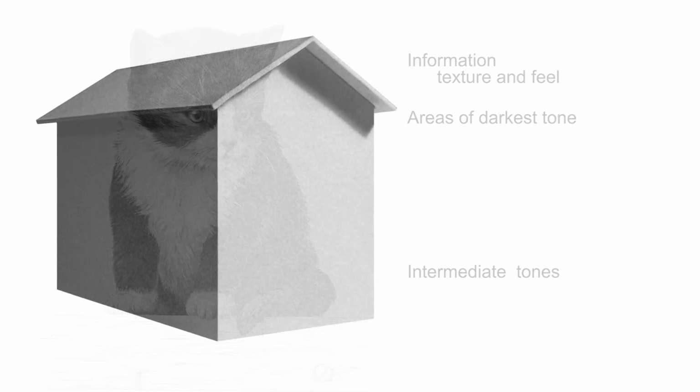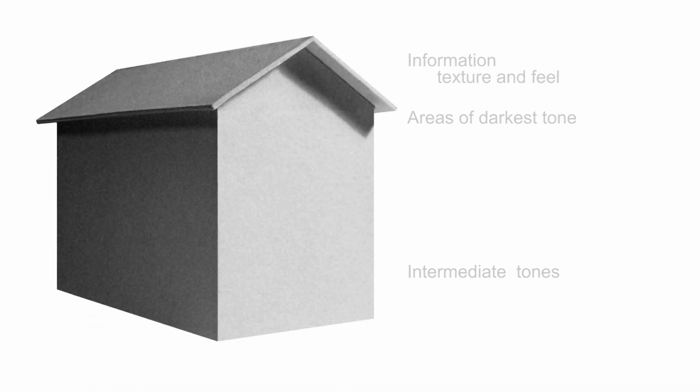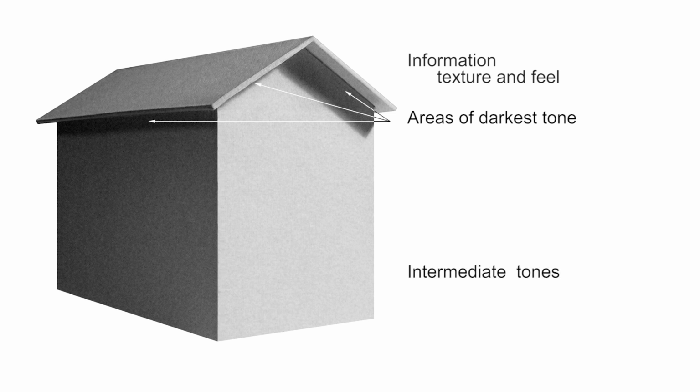Now let's transfer those points to our subject, this matboard model house. Texture is whatever you want to make of it. There's no reason to reproduce the flat cardboard appearance. It never existed as a real building, so feel free to suggest any interesting textures or surface features. The areas of darkest tone are fairly obvious, and the intermediate values encompass almost all of the building.